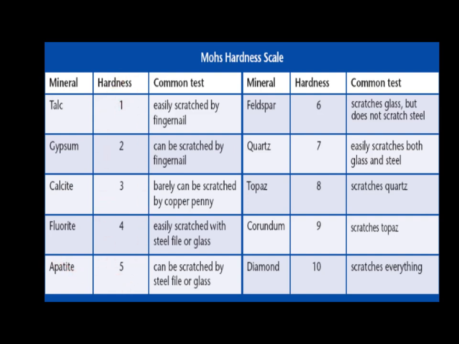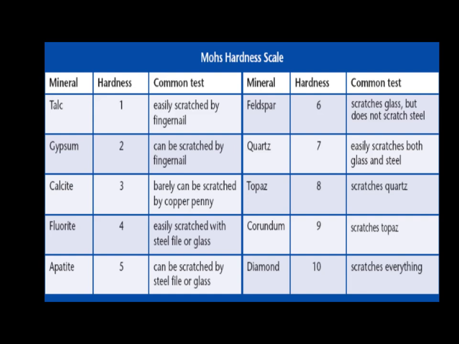They will also give you some common tests, like talc can be scratched by your fingernail, whereas gypsum will scratch talc, but talc will not scratch gypsum. Diamond scratches everything. And so as you move up the hardness list, the minerals become harder to scratch.